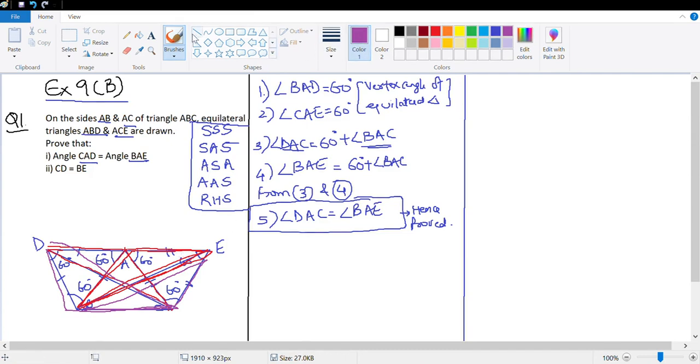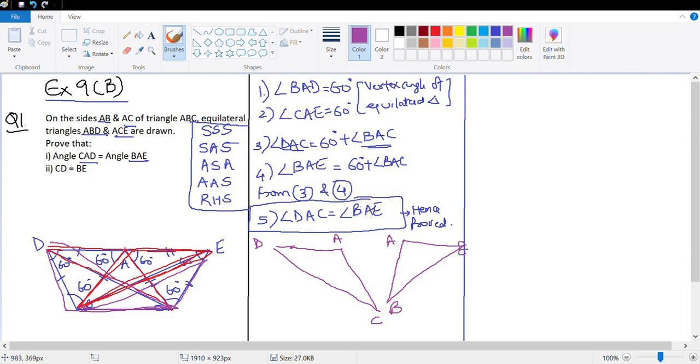Let's look at this. Let me draw a rough diagram and see how it works. So DBC, not DB, DAC, sorry, DAC, not B, A. This is D, this is A, and this is C. And the next one is BAE. So this is BA and this is E. This is A, this is E, this is D.